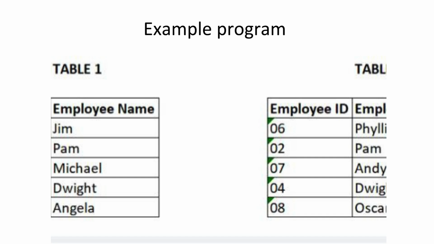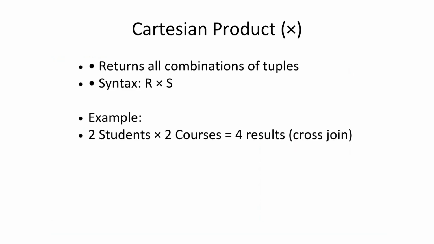course. Next, we will explore the Cartesian product, which pairs every row of one table with every row of another. Cartesian product. The Cartesian product, denoted by the multiplication symbol, returns all possible combinations of rows from two relations. R times S. If relation R has m rows and S has n rows, the result will have m times n rows.